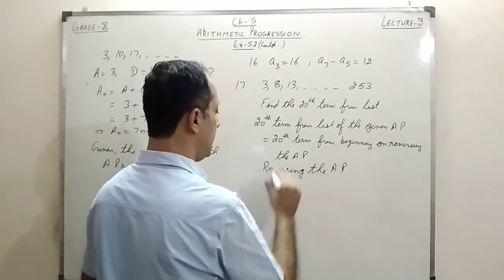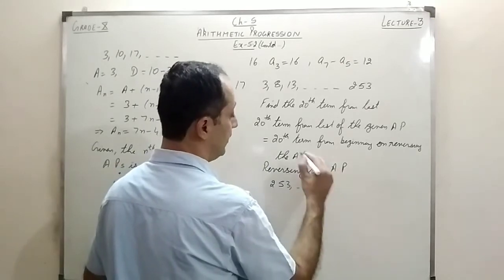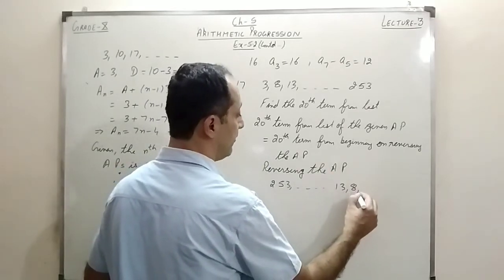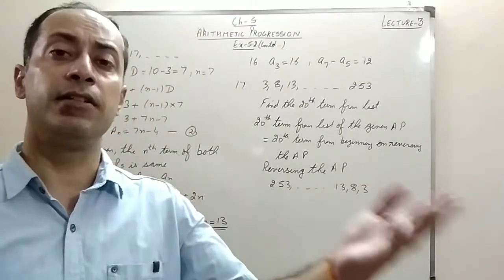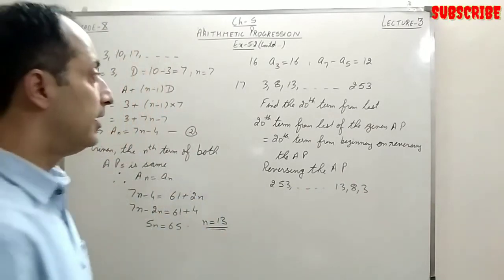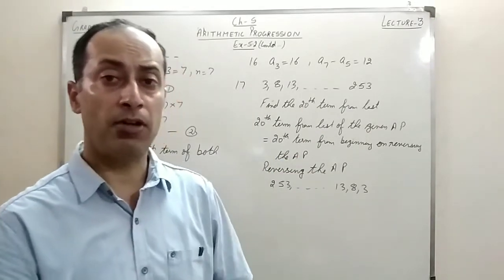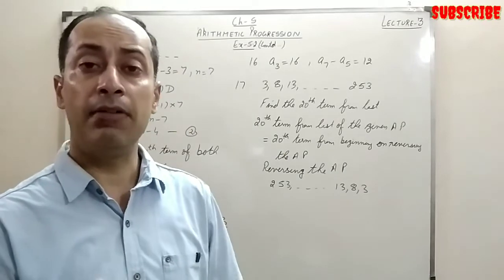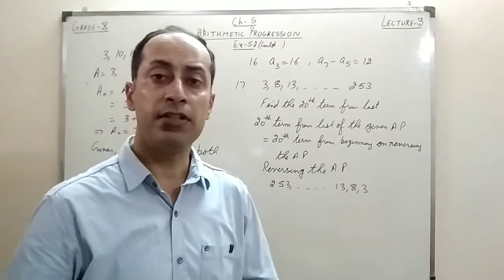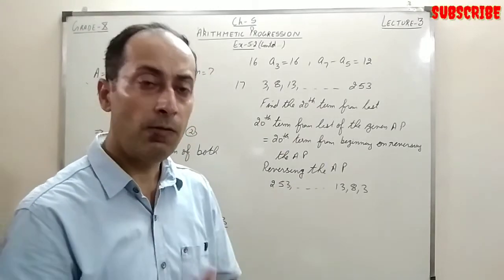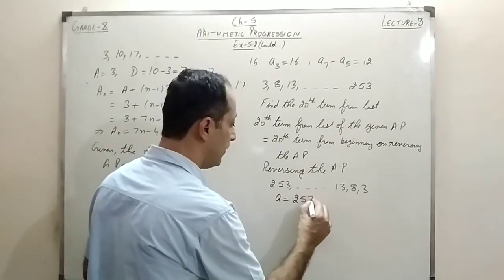So we reverse the AP, it means this is 253. I don't know what the next term will be, so I will simply write the terms which are given to me. Now you see what happened. Earlier the AP was in increasing form, now it is in decreasing form. The first term and the common difference have also changed when I have reversed the AP. Earlier the first term was 3 and the common difference was 8 minus 3, that was 5. Now I have A, the first term, equal to 253.